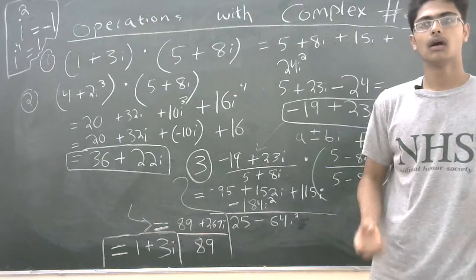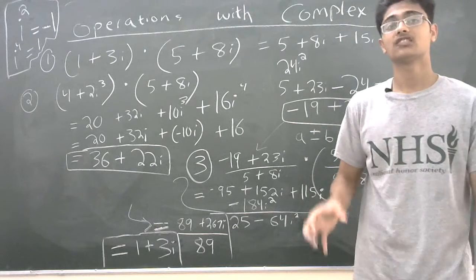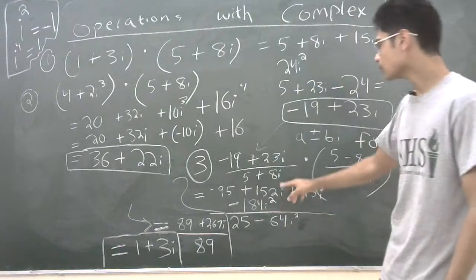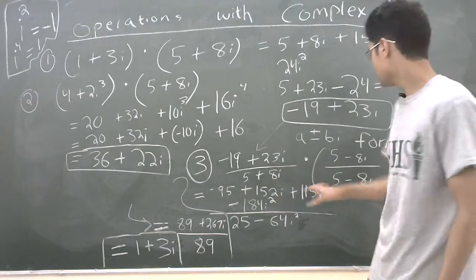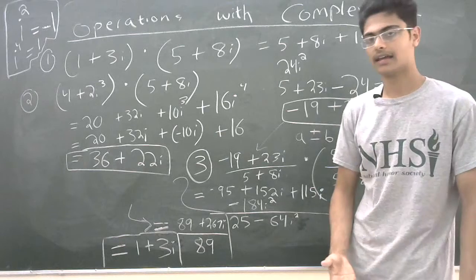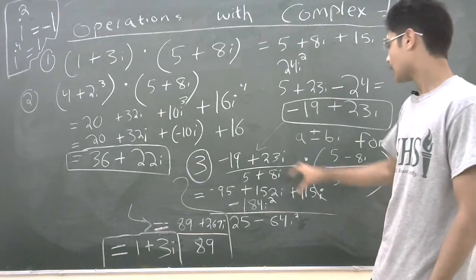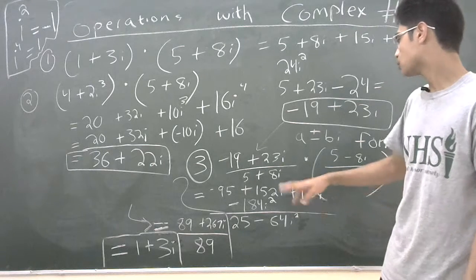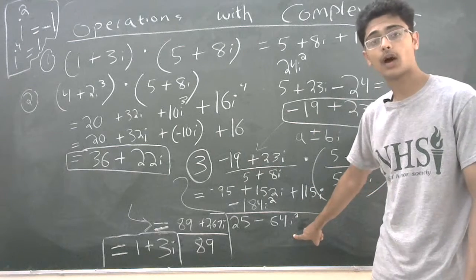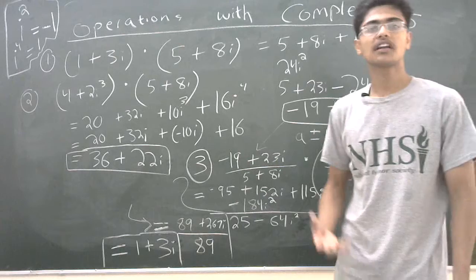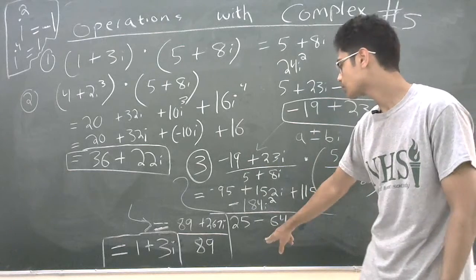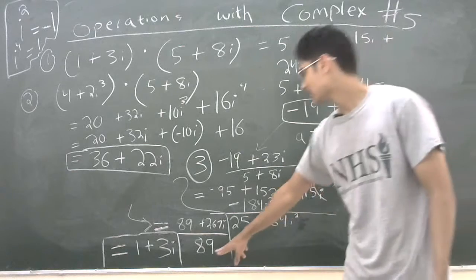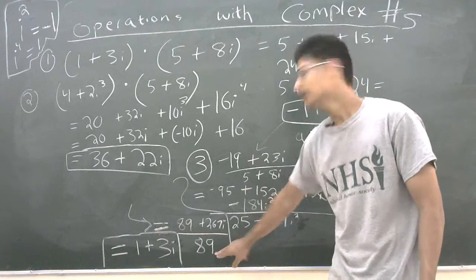As we all know, a plus b times a minus b gives us a squared minus b squared. So if we have 5 plus 8i times 5 minus 8i, that gives us a plus b times a minus b. So that's basically 25 minus 64i squared. i squared is -1. Therefore, this is really just 25 plus 64, which is 89, as you can see on the bottom.